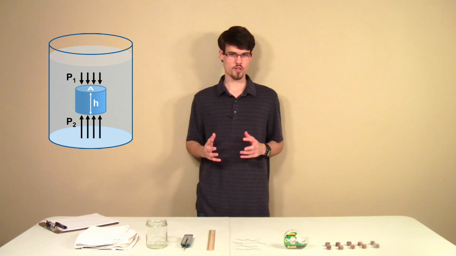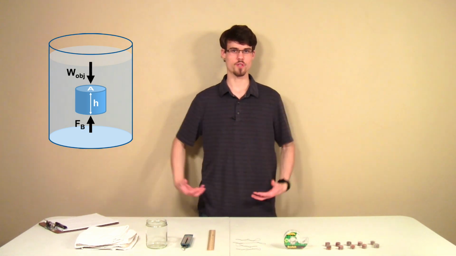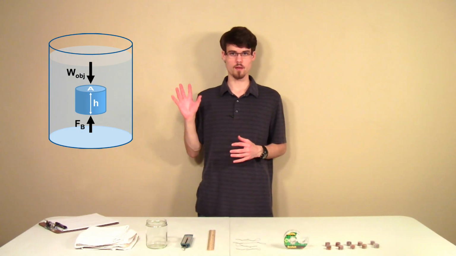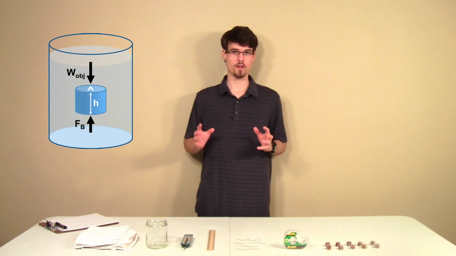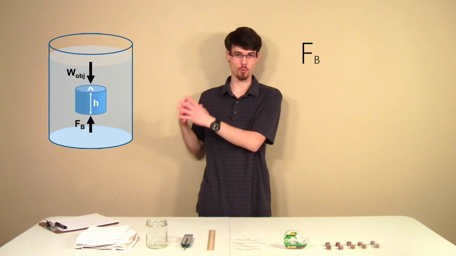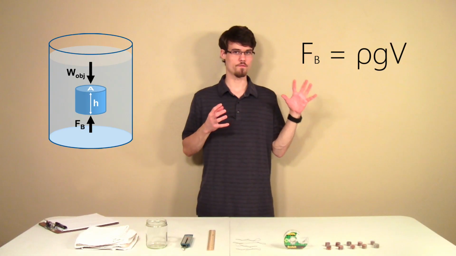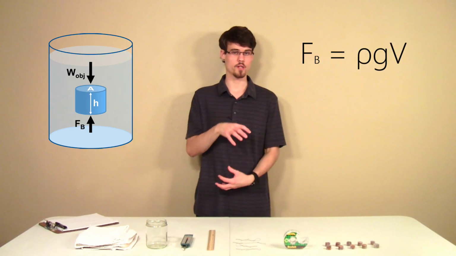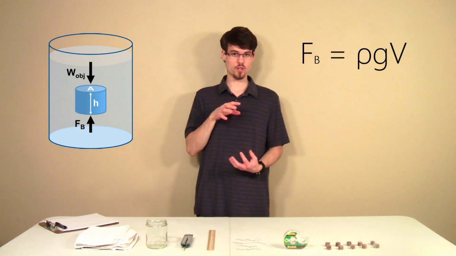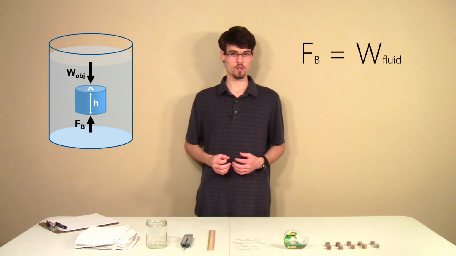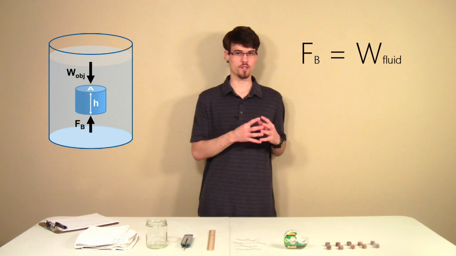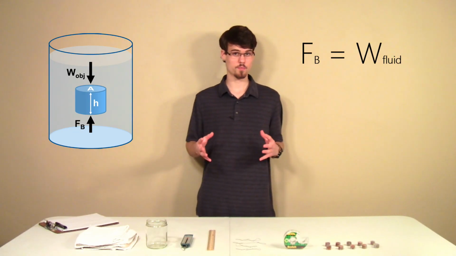Now this difference in pressure creates what we call a buoyant force, or a force that pushes the object up. And if we wanted to calculate that, then we multiply both sides of the equation by area, the cross-sectional area of the object. If we do that, we get the buoyant force is equal to rho g v, where v is the volume of the object, or the volume of the displaced fluid. But rho g v is also the weight of the displaced fluid. So we could say that the buoyant force is equal to the weight of the displaced fluid. And that's what Archimedes' principle says.